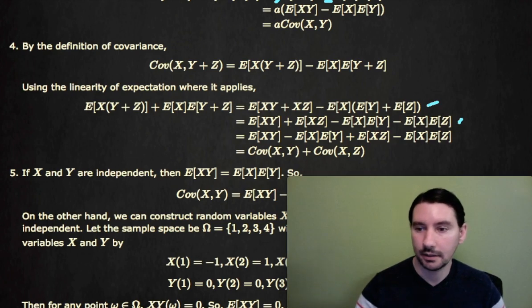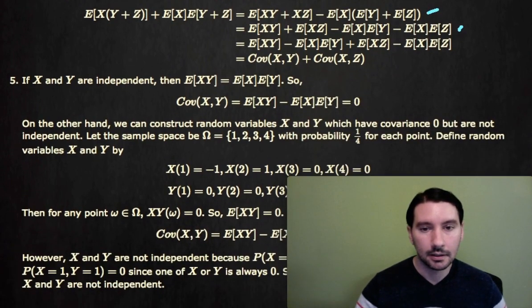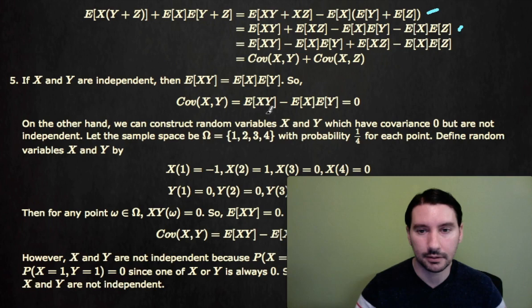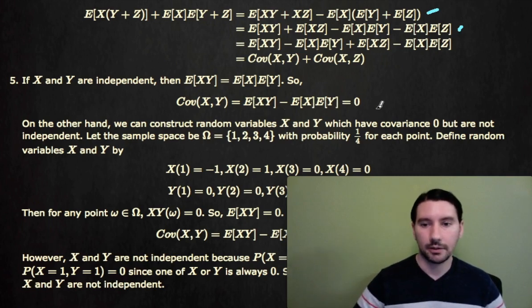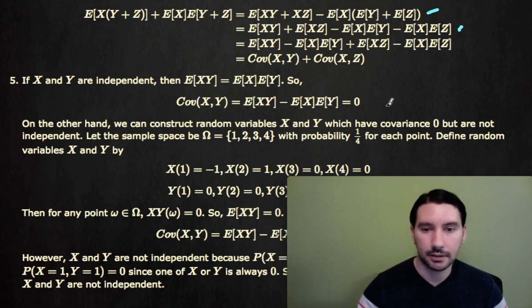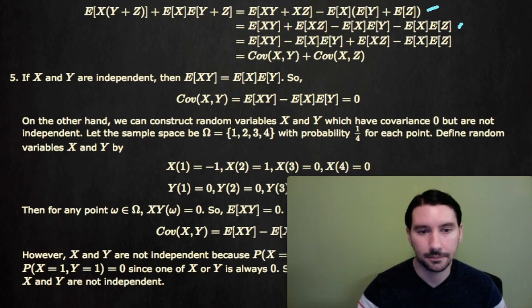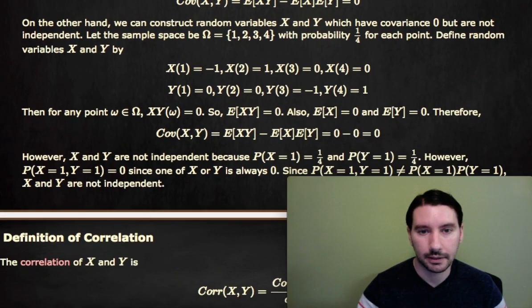And the last claim is the independence. So if x and y are independent, then e of xy is e of x times e of y, and therefore the covariance, e of xy minus e of x, e of y, is just 0. However, we could construct random variables x and y which have covariance 0 but are not independent. So let's let omega be the sample space 1, 2, 3, 4, and each point has probability 1/4. And x and y are defined as x of 1 is negative 1, x of 2 is 1, x of 3 is 0, and x of 4 is 0.